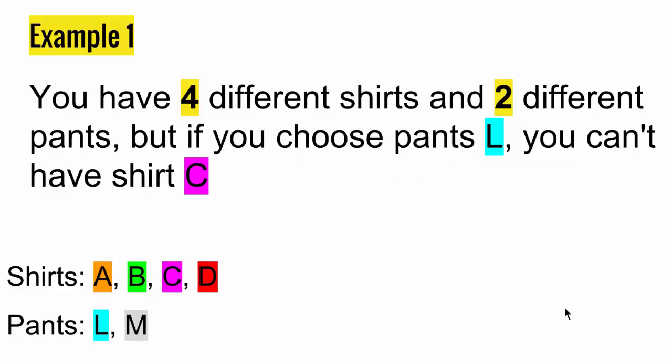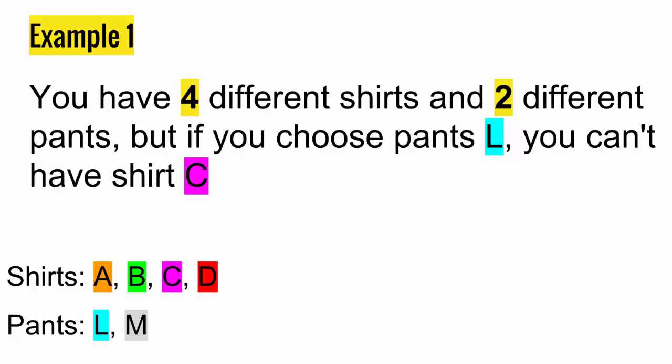Let's say we have 4 different shirts and 2 different pants. So our 4 shirts are A, B, C, D, and our 2 pants are L and M. As you can see, I have put them in different colors. But if you choose pants L, you cannot have shirt C. So as you can see, we have a condition, we have a dependency. If I choose L, I cannot choose C. So me having shirt C depends on whether I choose pants L or not. One event actually depends on another one. This is why these 2 activities, choosing pants and choosing a shirt, are dependent.